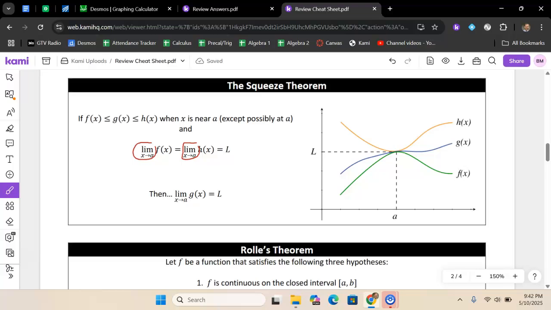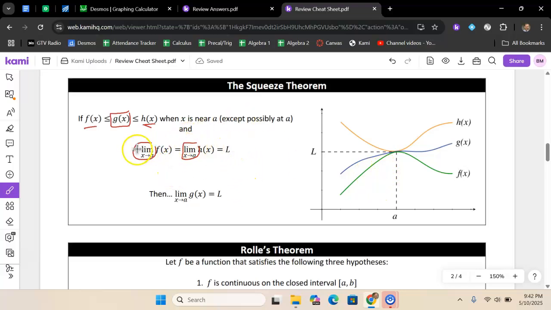The squeeze theorem says that we have three functions, where I have two functions that are always on the outside of some third function. So I've got a function in the middle. You can see that clearly here through this picture. g is always between h and f.